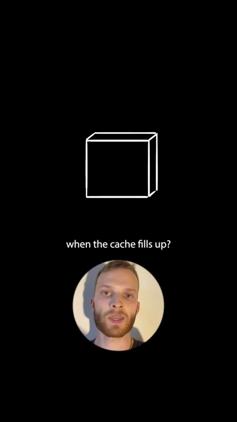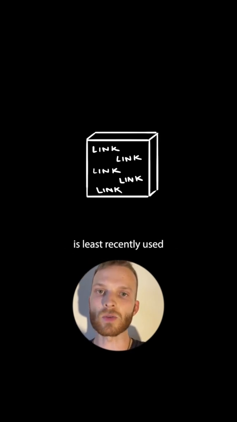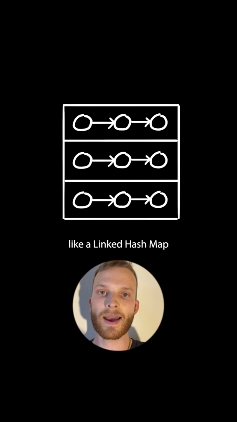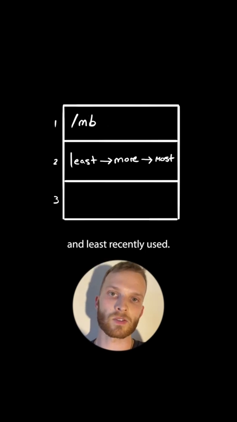So what happens when the cache fills up? A pretty reasonable policy is least recently used, where we use something like a linked hash map to store our URLs by hash, which will keep track of which ones have been most and least recently used.